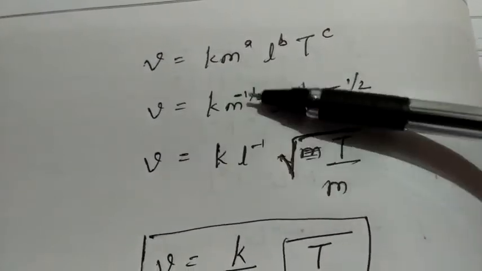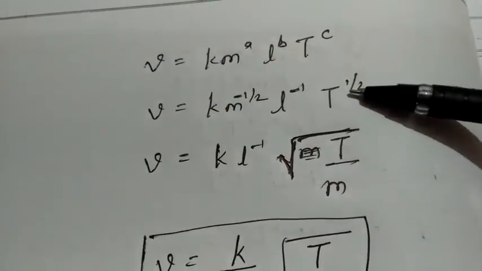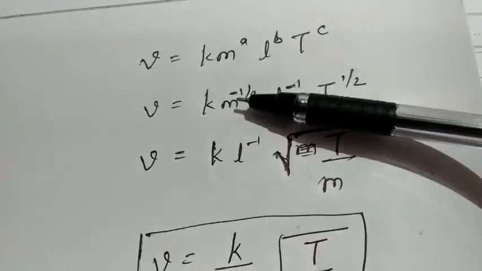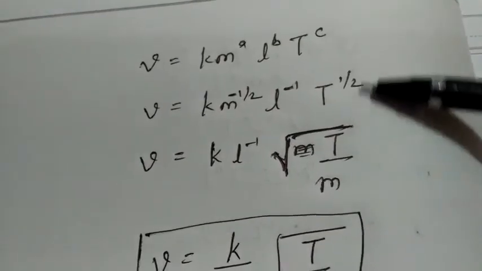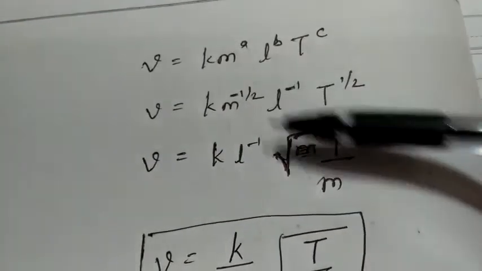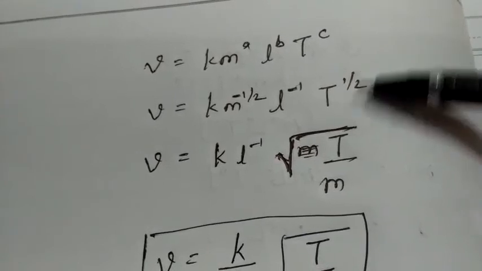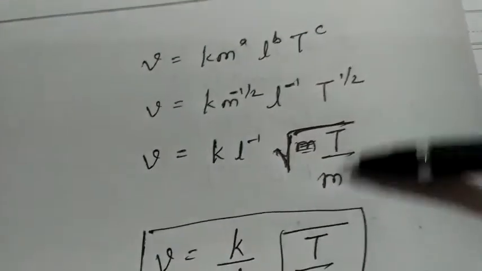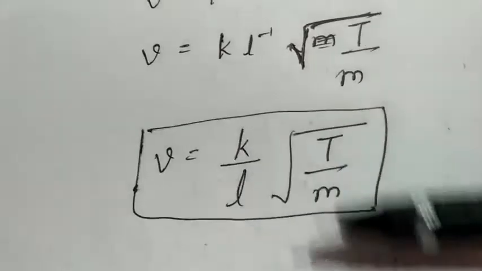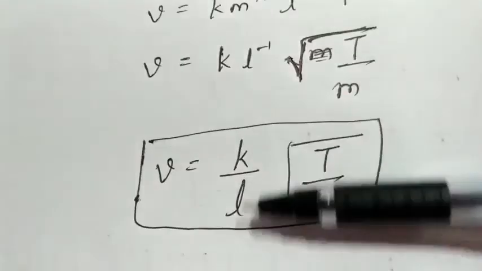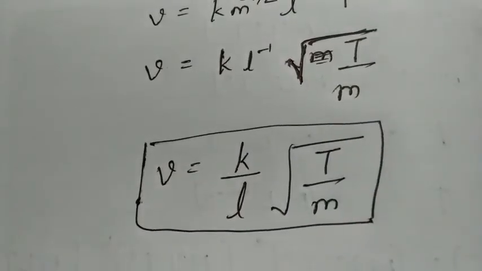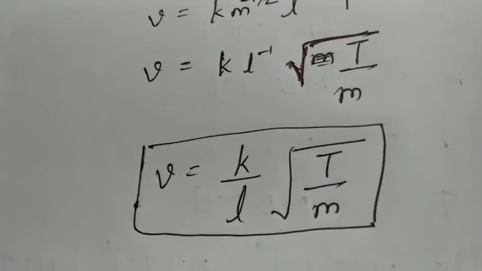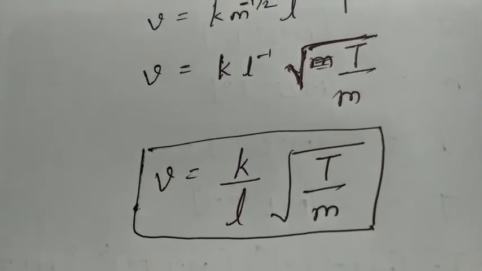Then it is minus 1, so it will go inside the root. It is minus half for m, so it will be in the denominator. Minus half will be in the denominator, plus half will be in the numerator. So k over l times root of t upon m, or we can write it like this: nu equals k upon l under root t upon m. So this is our desired formula.